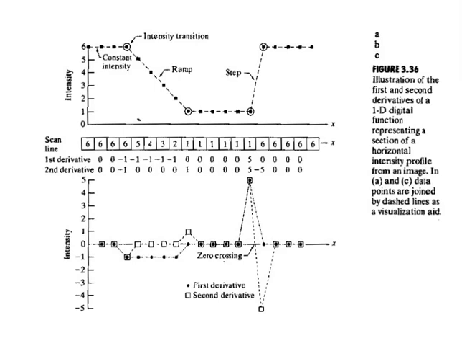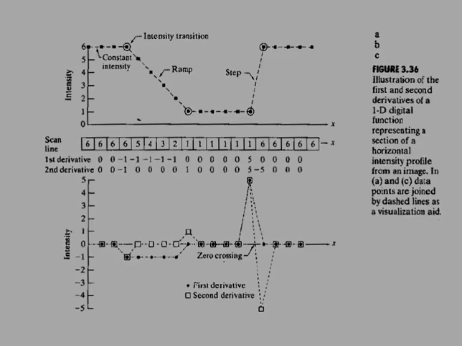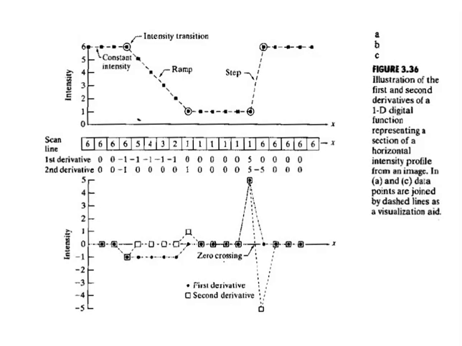The second order derivative is defined by this equation: del square f upon del x square is equal to f of x plus 1 plus f of x minus 1 minus 2 times f of x. This is all about the definition of the second derivative. And the basic definition of the first derivative of a one dimensional function f of x is del f upon del x is equal to f of x plus 1 minus f of x. This is all about the definition of the first order derivative and second order derivative.